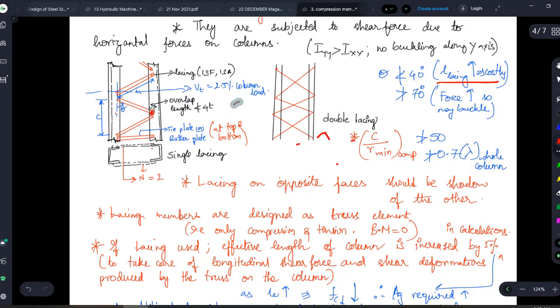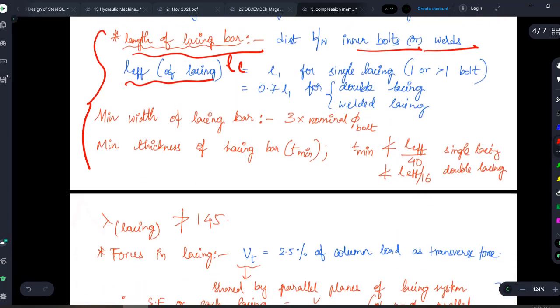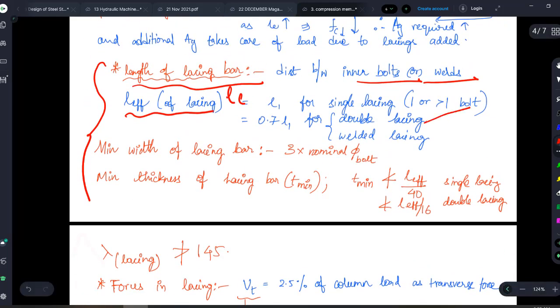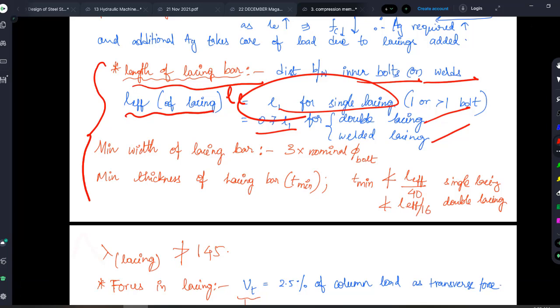Not only this, even if it is connected with bolts, but if you have double lacing, this system has double lacing, not just single lacing, then also you have to consider the L effective of your lacing as 0.7 times the length. Okay, remember. So for double lacing bolt system it is 0.7 L, for welded lacing it is 0.7 L, if you have a single bolt then it is L. No problem, right?